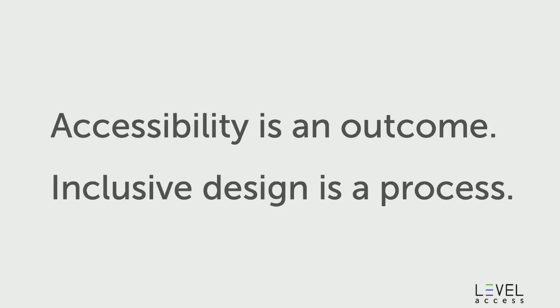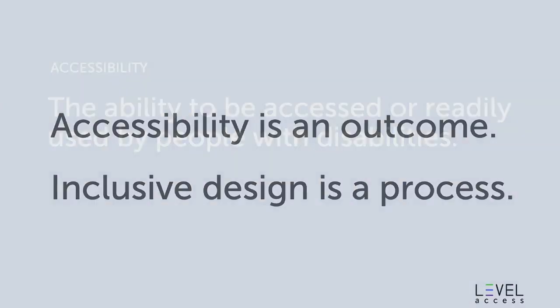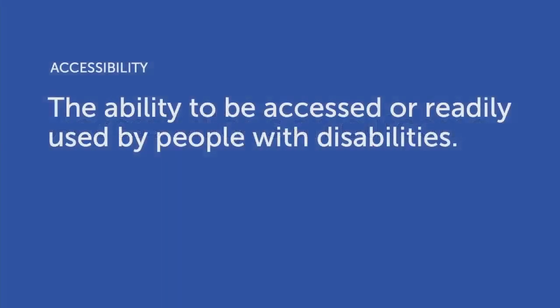Inclusive design is a process. It's a methodology that we use to help us achieve that accessibility, that accessible outcome. So I hope that makes sense. Now, when we talk about how these things relate, there's a lot of different terminology that we'll hear. So I consider accessibility is the ability to be accessed or readily used by people with disabilities, right? Accessibility has a lot of different meanings. I like this because it keeps it really straightforward and simple. Can you use it, right? If you have a disability, can you use it? So that's accessibility to me.